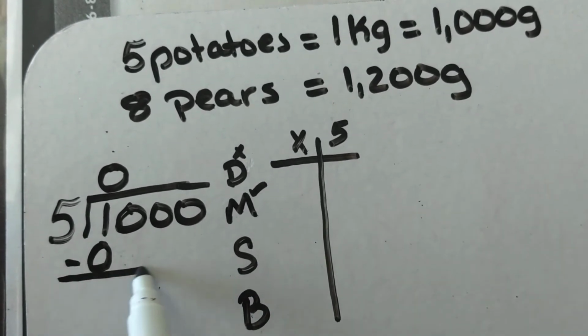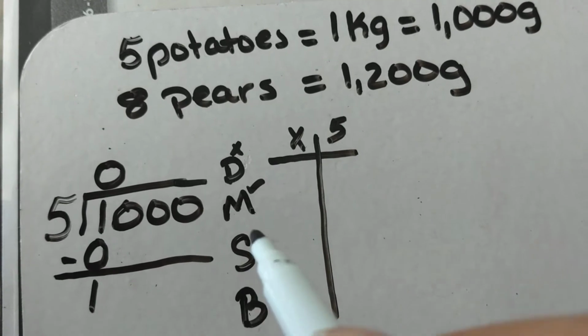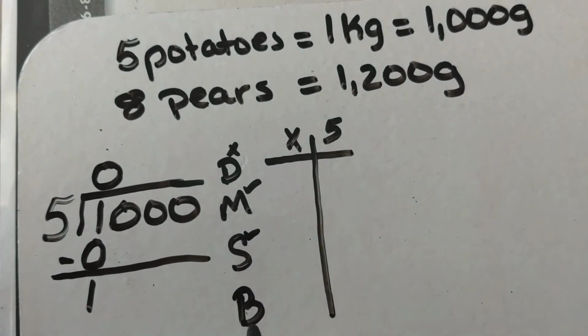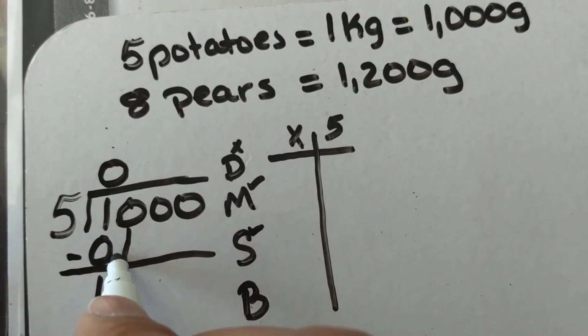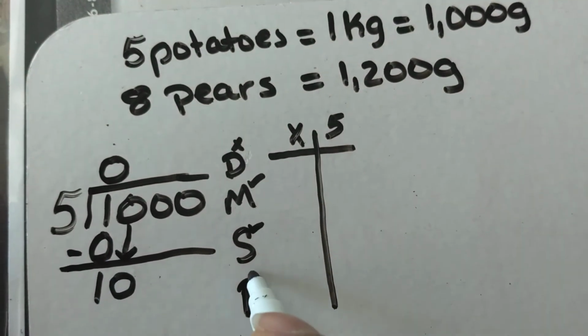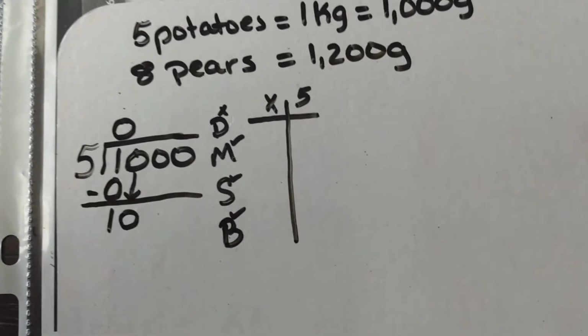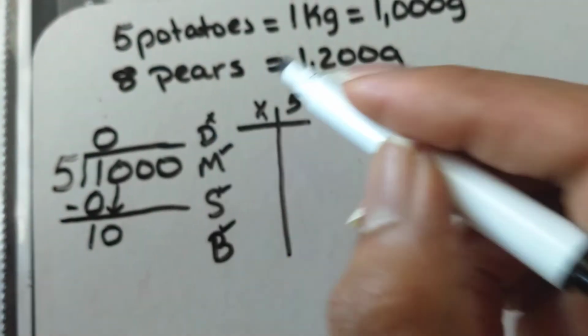So when I subtract, I simply get the number 1. My next step is to bring down. Do I have a digit to bring down? Yes, I have a 0. So I want to bring that 0 down and put a check. Now if there's a check on my B, that means I need to go back up to the D and divide again.